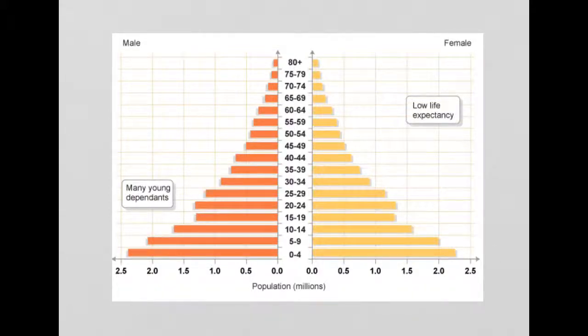This video is designed to talk you through population structure and pyramids with relation to your GCSE course. To start with, some of the definitions that you'll need to know. This first one is population structure. This describes a population in relation to age and gender.